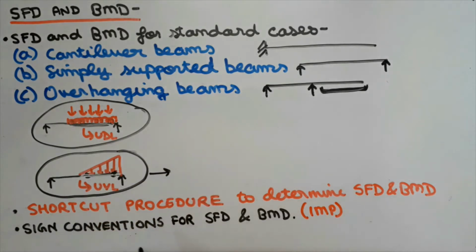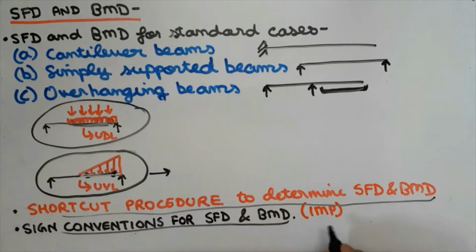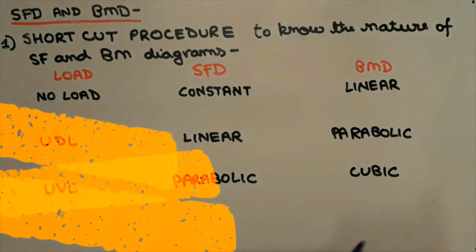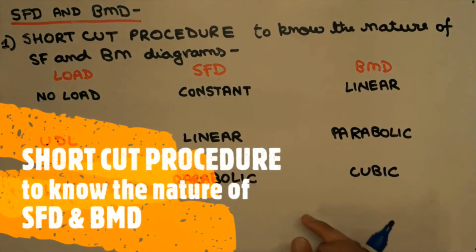Now guys, first we will look at the shortcut procedure to determine SFD and BMD diagrams. Then we will look at the sign conventions for SFD and BMD. Guys, these sign conventions are very important as they will be used in every question. So guys, please watch the complete video because I will be discussing very important concepts while doing the questions. Now guys, we will discuss the shortcut procedure to know the nature of shear force and bending moment diagrams.